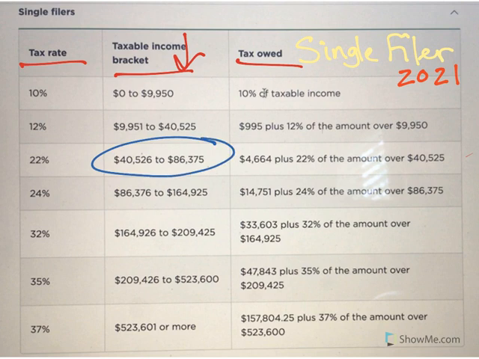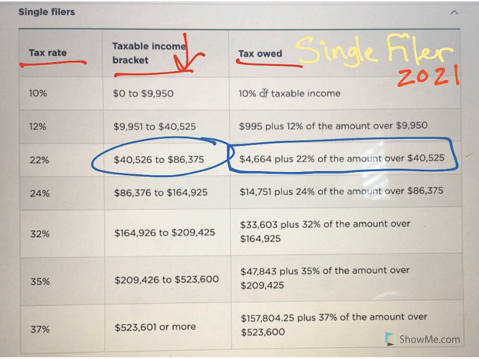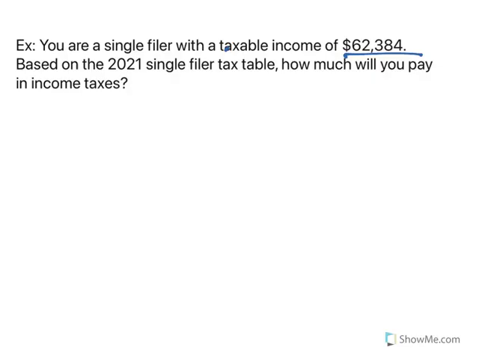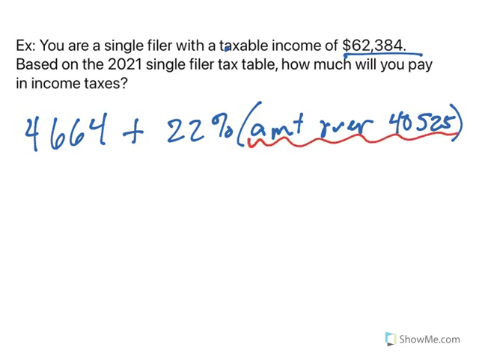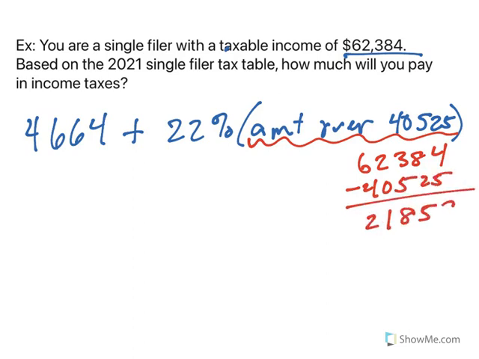Well, it's the one that we were playing with before. So we need to deal with this: $4,664 plus 22% of anything over $40,525. So our first step is to figure out how much we have over $40,525. If I take $62,384 and subtract $40,525, I get $21,859. So that is the amount over $40,525.